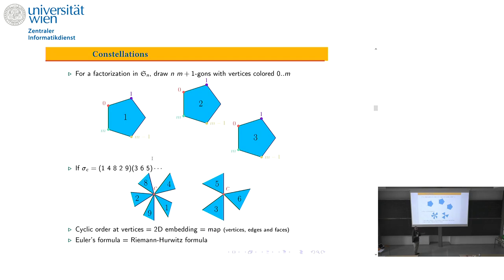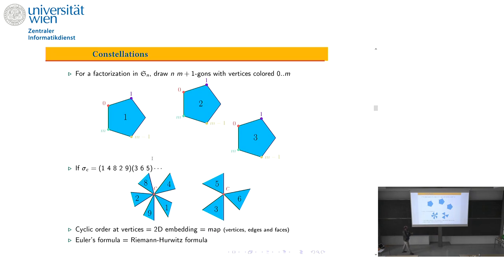And how do I do that? I do that with the permutations that I'm given. If I have a permutation sigma C, where C is the color, it has several cycles. When I look at the cycles, I encounter some labels. The way I glue things is by gluing the corresponding blue gons around the vertex of that color. So here is sigma C, color C, and I have a cycle 1, 4, 8, 2, 9 counterclockwise. And I have a second cycle, so a second vertex.